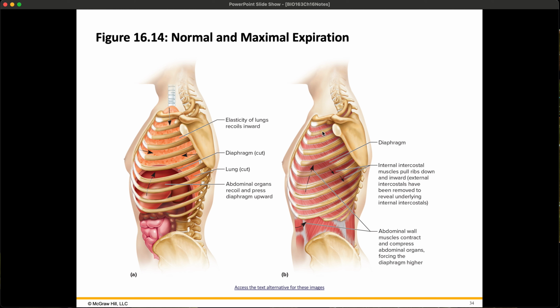This is again just showing normal versus maximal expiration. The lungs shifting here, the diaphragm relaxing back in to its normal shape, which is rounded, right? Passive is just kind of the diaphragm would be rounded rather than flat. And then for that maximal expiration, you have your abdominal muscles, the intercostal muscles, all working to try and reduce the volume of the thoracic cavity.